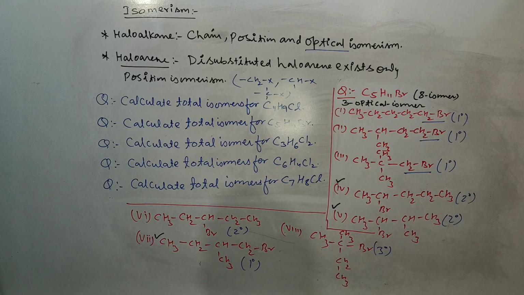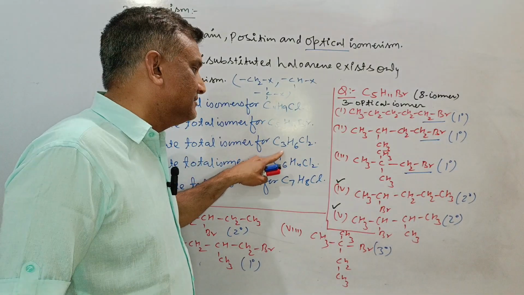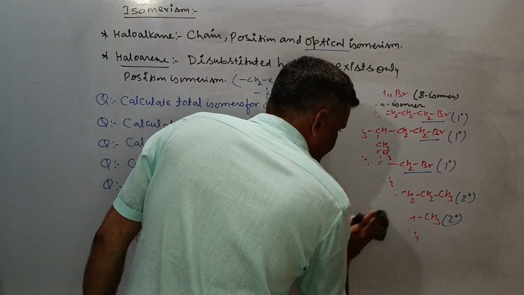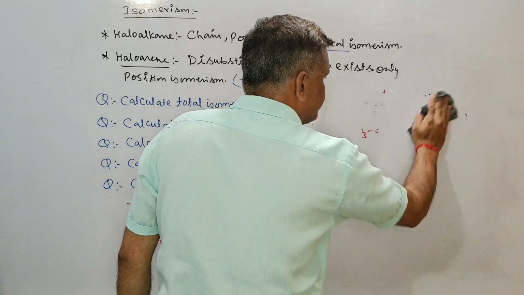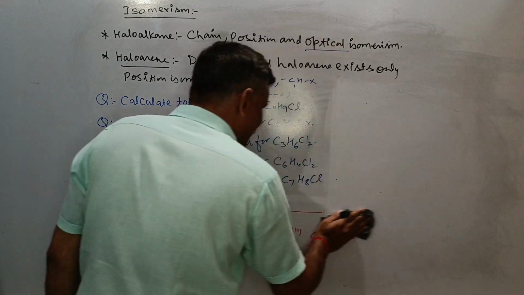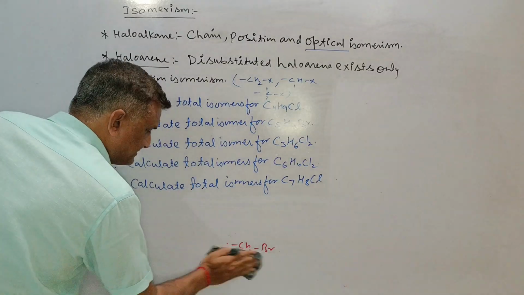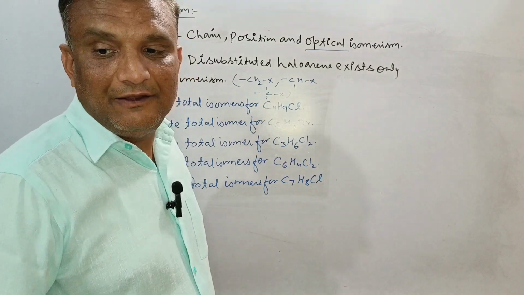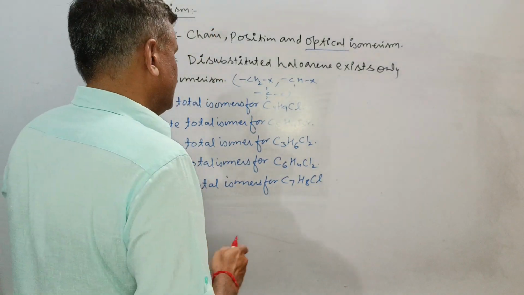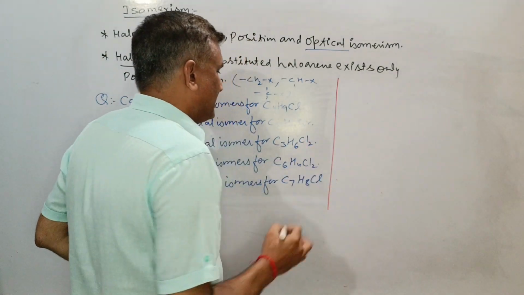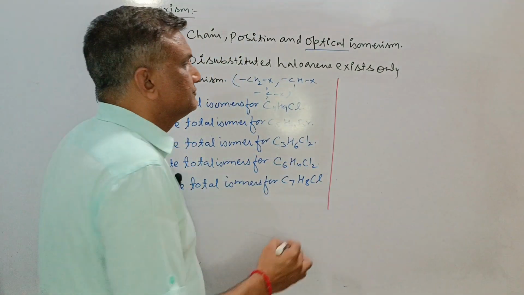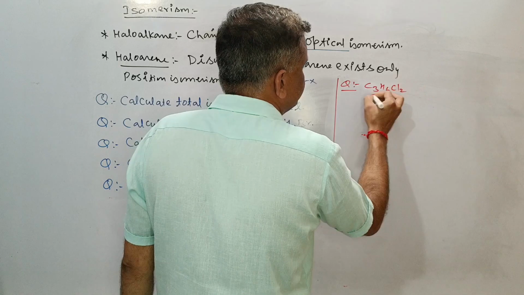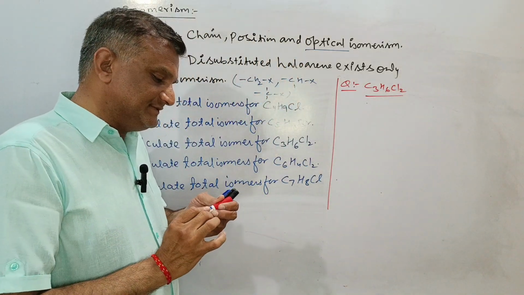Now I would like to go with the third question, that is C3H6Cl2. It is for dihalide, and we have discussed that for dihalide it will be 3 types: geminal, vicinal, and alpha omega. So this is the third question, C3H6Cl2. Question number three, C3H6Cl2. First of all, we'll take just geminal.